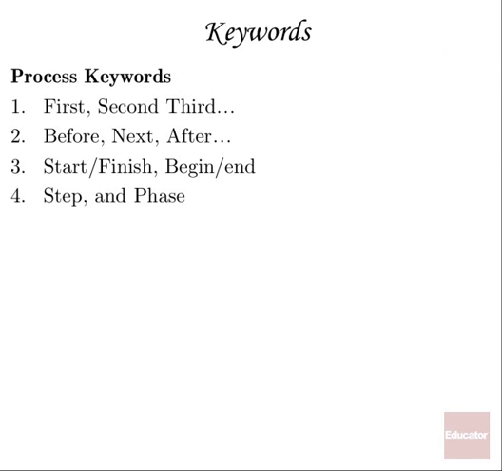So let's go over some quick keywords. If you got process keywords, remember anything that's a chronological keyword will also be a process keyword. However, you're probably not going to hear things like dates or times or exact moments. You might hear something like first, second, and third, or you might hear something like before, next, and after. Very important for process transitions is start and finish and begin and end. Another important one that's almost always a process transition is step and phase.